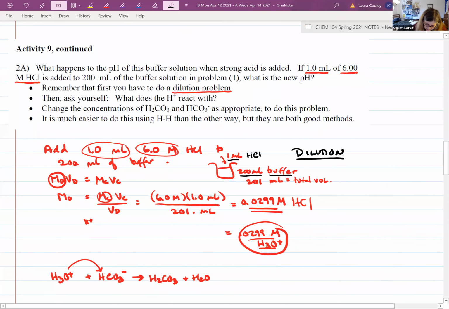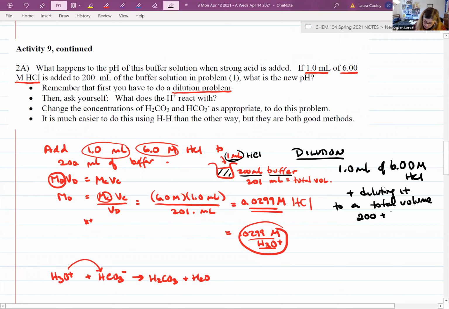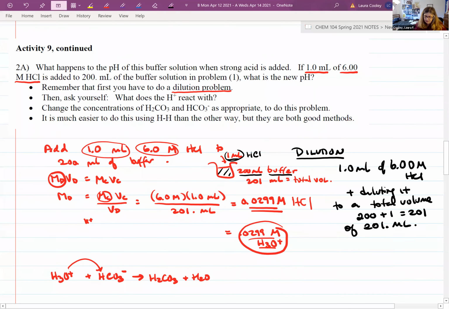I'm taking my 1 milliliter of 6 molar HCl and diluting it to a total volume. Okay, so now I have to add together what volume I had originally and the 1 milliliter. So 200 plus 1 is 201. So total volume of 201 milliliters.